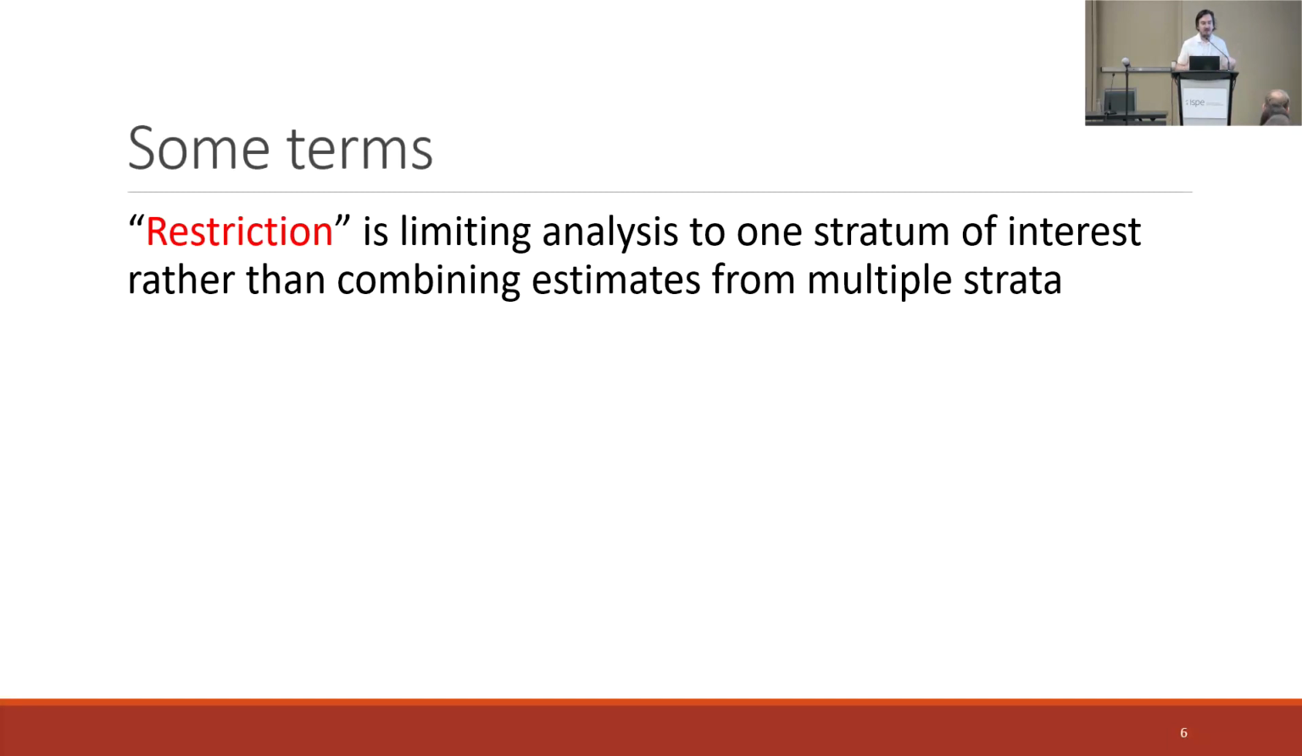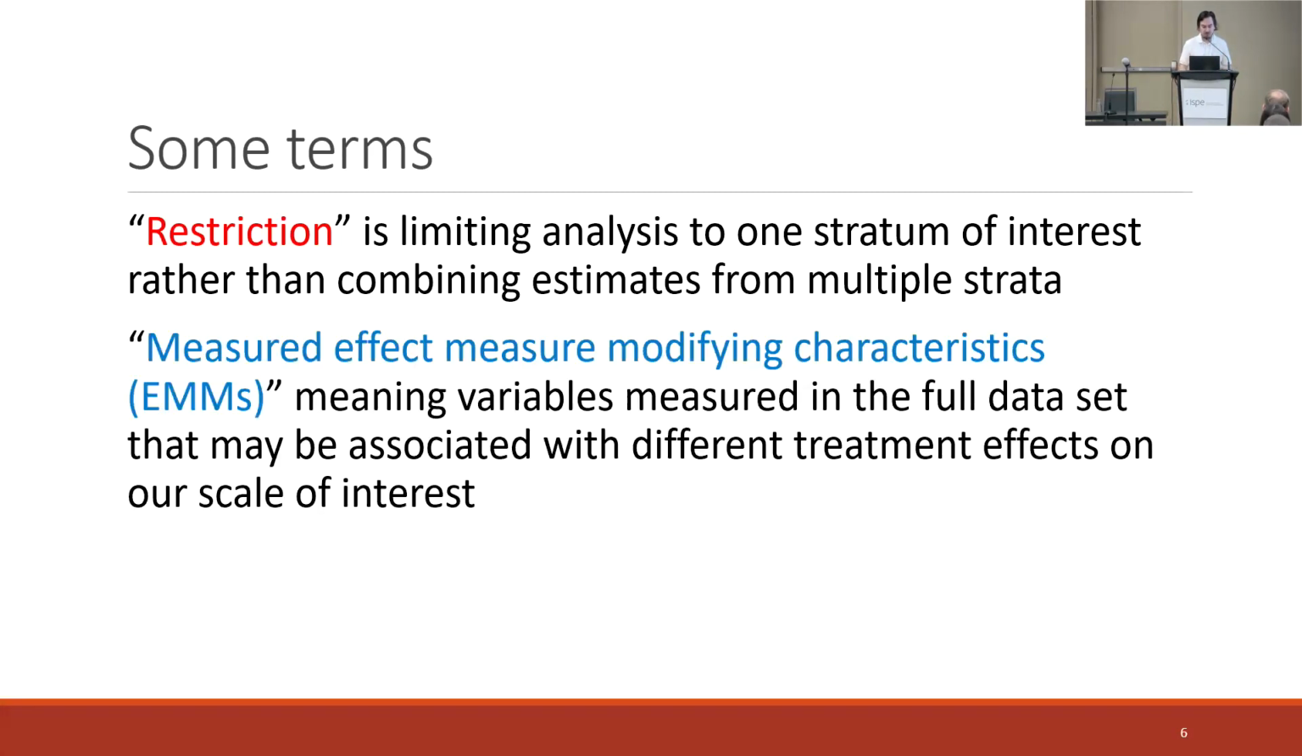So again, when I say restriction here, this is something very familiar to most of us, but the idea of limiting our analysis to one stratum of interest rather than combining estimates from multiple strata in order to inform our estimate that we walk away from our analysis. Measured effect measure modifying characteristics are just variables that are measured in the full data set that may be associated with different treatment effects on our scale of interest. Think age itself might be associated with a stronger treatment effect or worse toxicity.